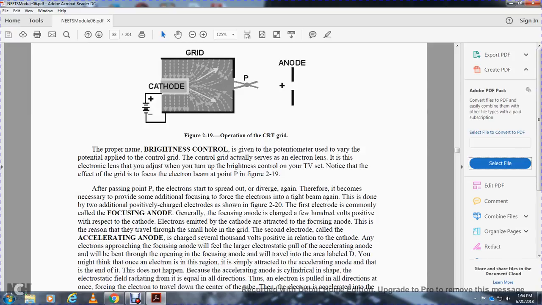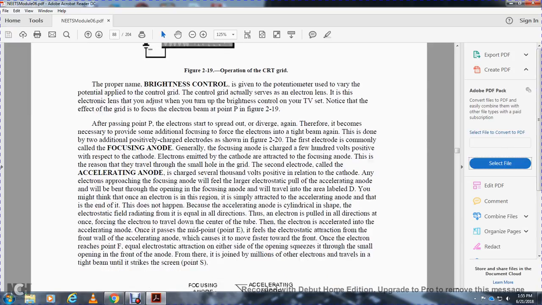A proper name for the brightness control is the variable potential applied to the control grid, which acts as an electronic lens. With this electronic lens, when you turn up the brightness control, the effect of the grid is to focus the electron beam at the point P, figure 219.